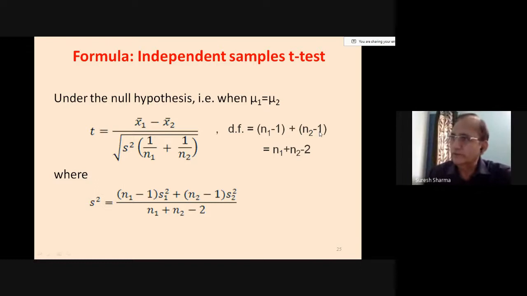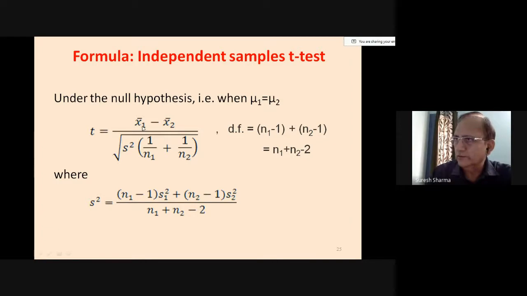But it is two independent samples, so the total degrees of freedom will be n1 minus 1 plus n2 minus 1, which gives n1 plus n2 minus 2. Then I look at the mean weight gain: x1 bar for those on pizza diet, x2 bar for those on normal diet. I can also compute their variances, s1 square and s2 square, from both samples. Then I compute what is called the pooled variance, which is the formula given. You will not have to go through the formula. That is s square. Once s square is known, I compute this statistic.